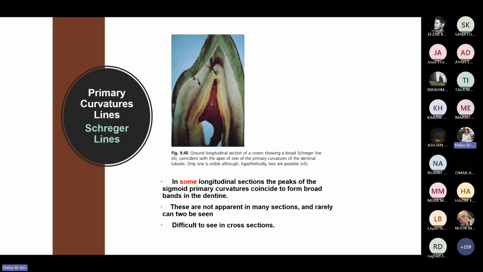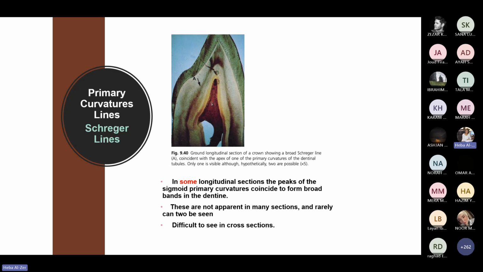As you remember, we said that there is this S shape of the tubules from the pulp to the dentino-enamel junction. The line that shows us this convexity and concavity of the S shape, all the convexities come together to make a line, and all the concavities come together to make a line. These lines are called Schrager lines. They are seen in longitudinal sections.